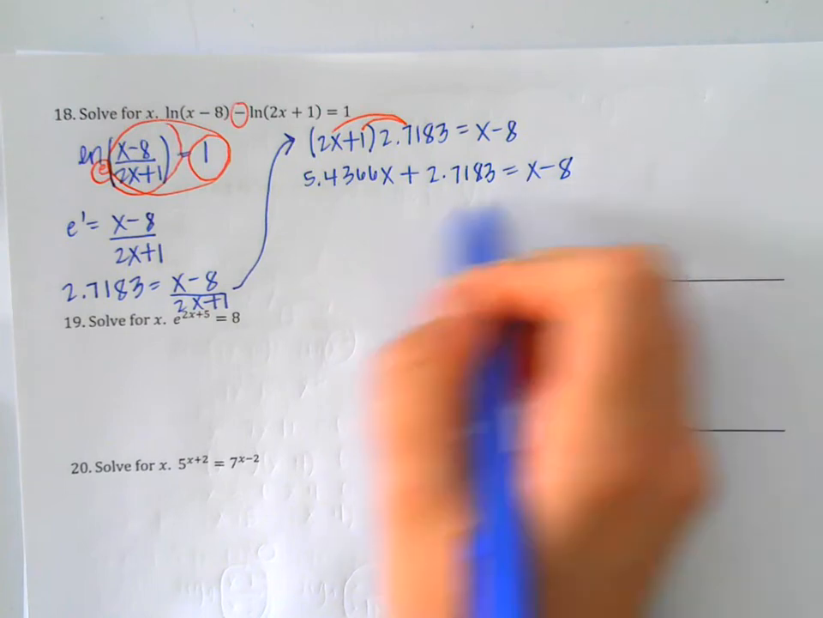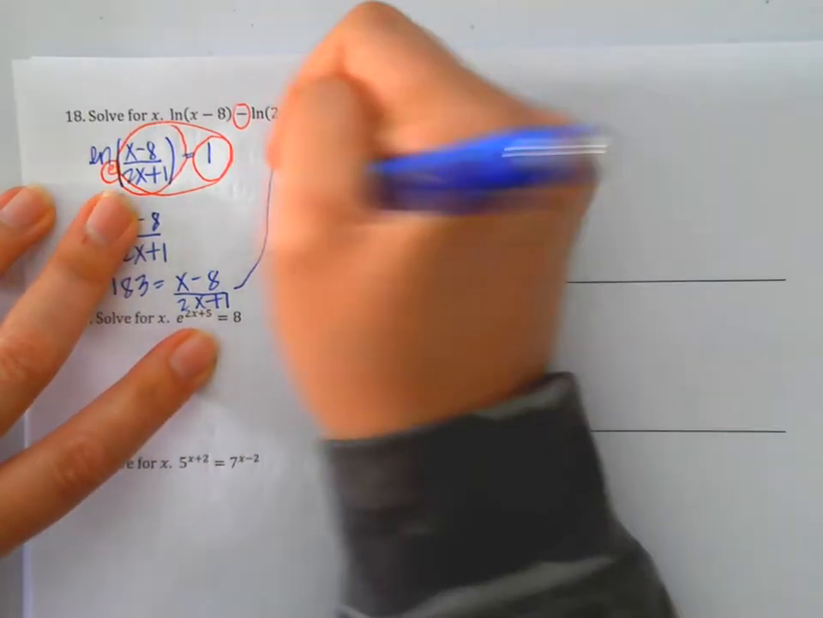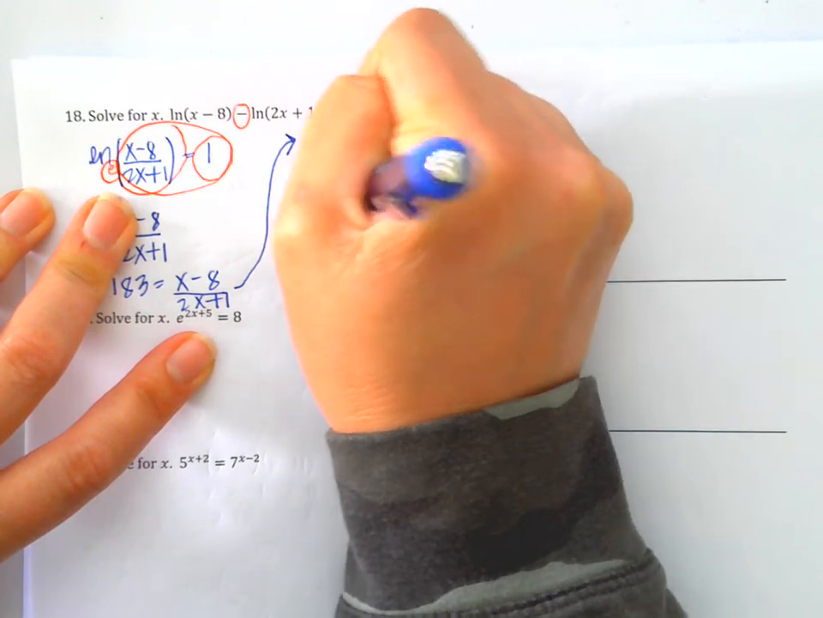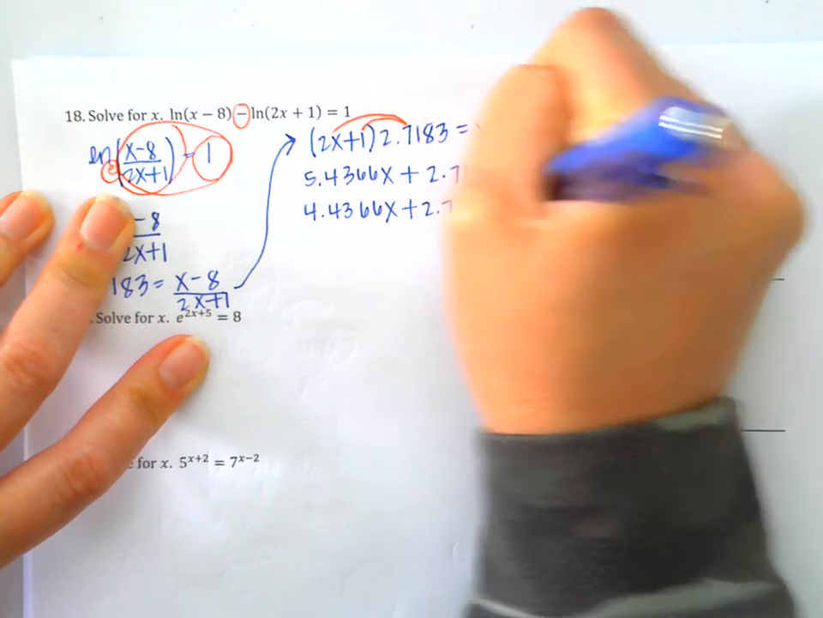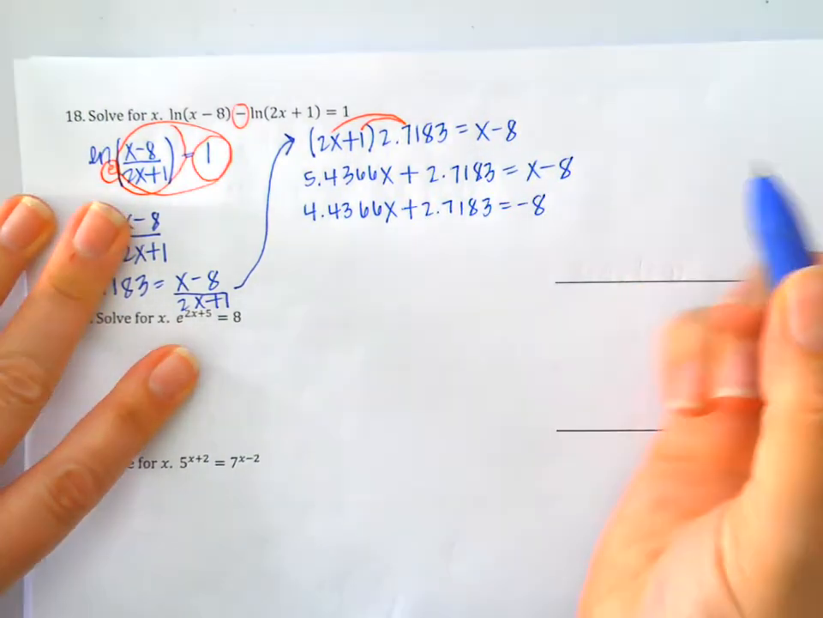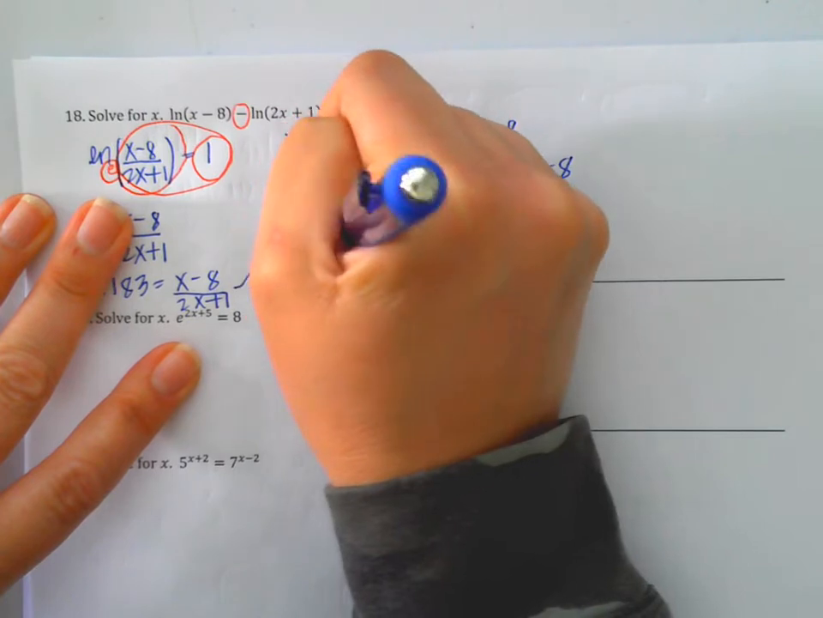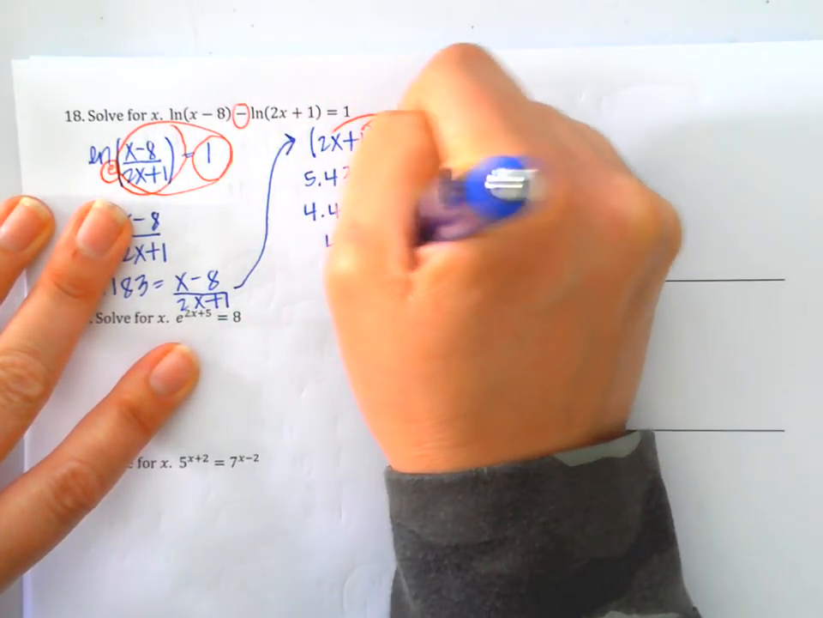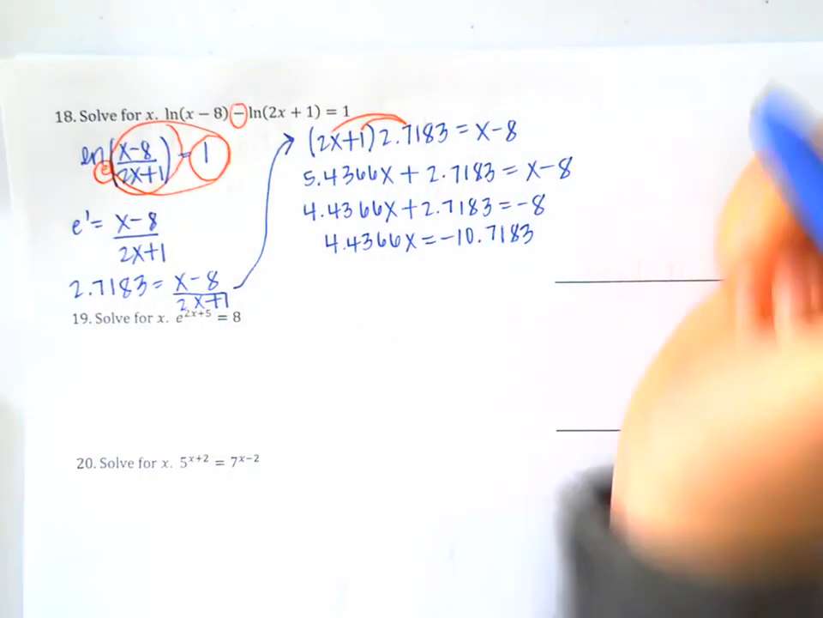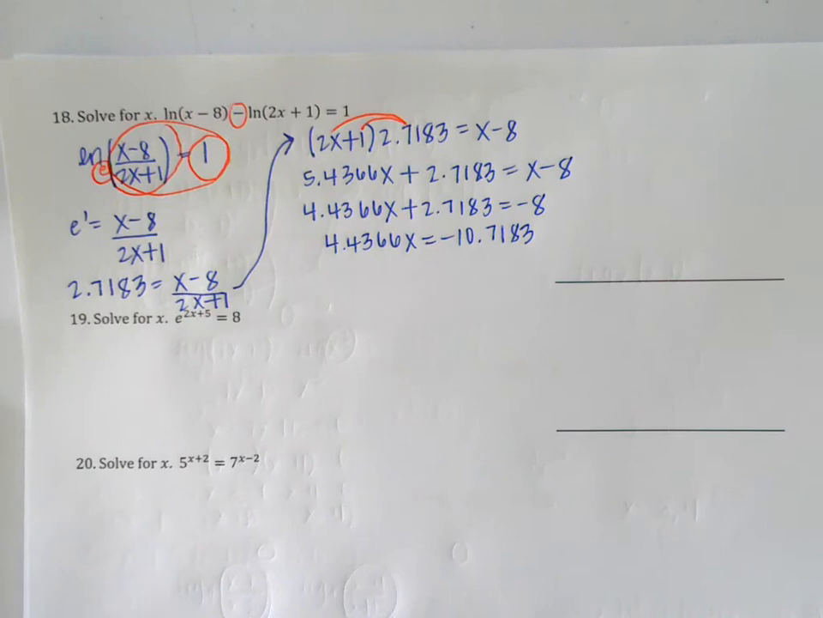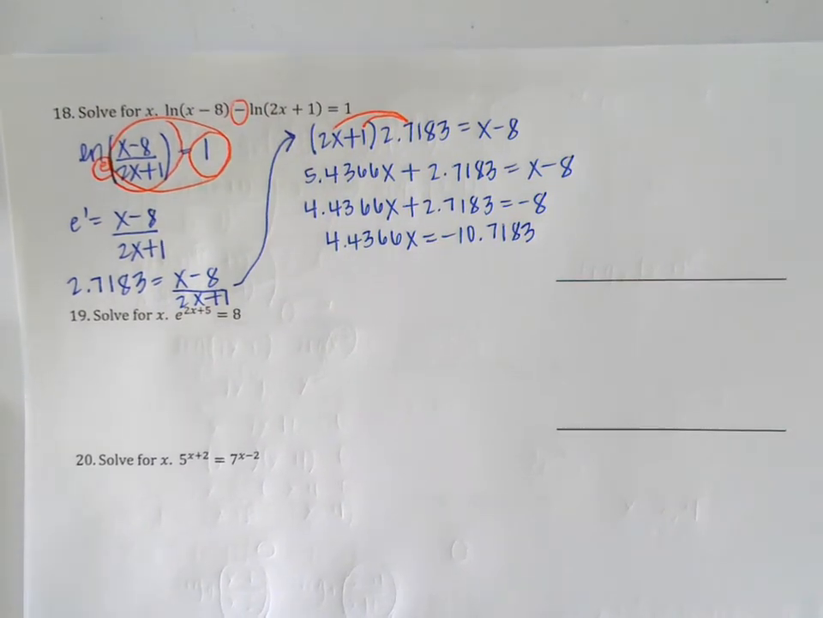I'm going to move this x over, so I'm just subtracting 1, which gets me 4.4366x. And then I'm subtracting 2.7183, so that gets me negative 10.7183. And then I am just going to divide. So negative 10.7183 divided by 4.4366 gets me negative 2.42.